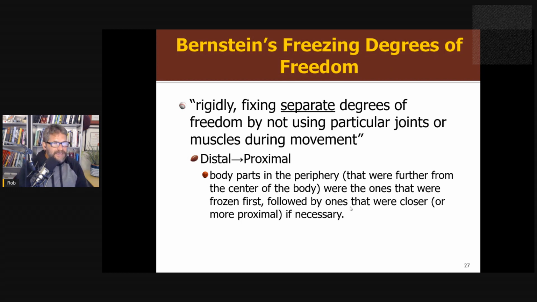He proposed that at the initial stage of learning, what we do is something called freezing. We take some of the degrees of freedom out of the equation in two different ways, but one of the most basic ways is to lock one of my joints and not use it. This simplifies the movement problem because I don't have to know what to do with that joint anymore, since I've taken it out of the equation.